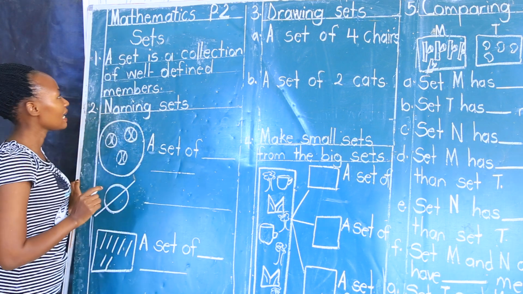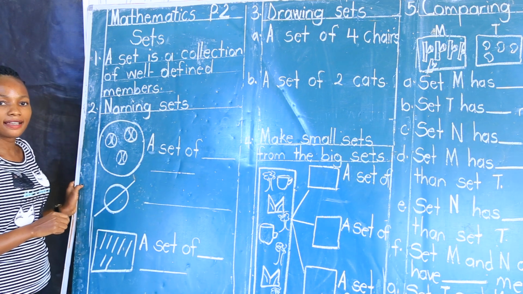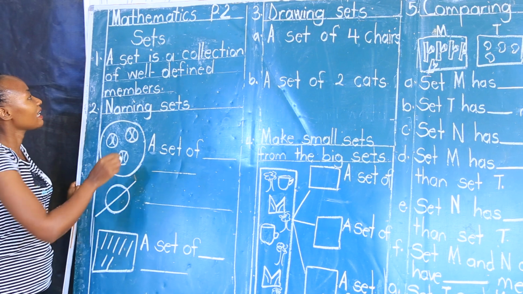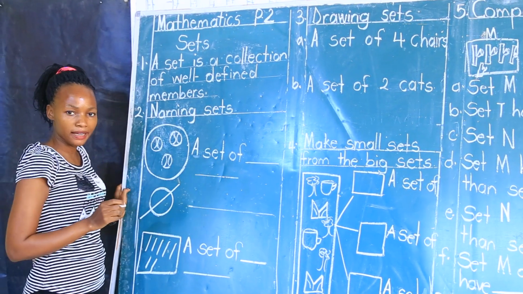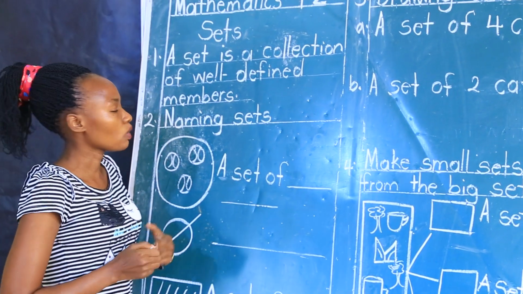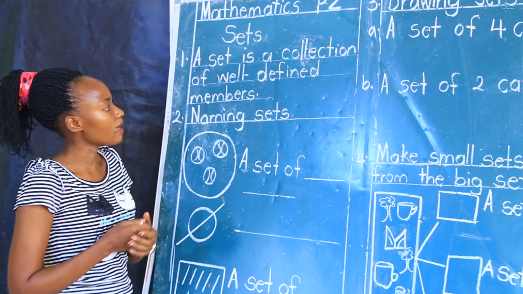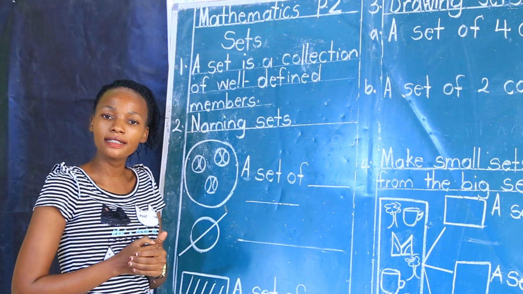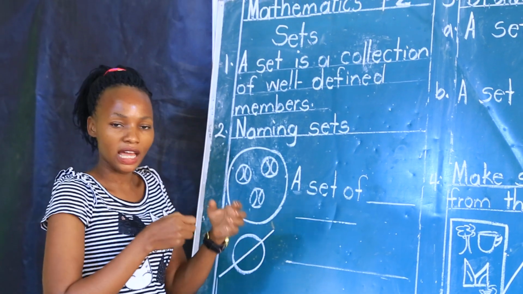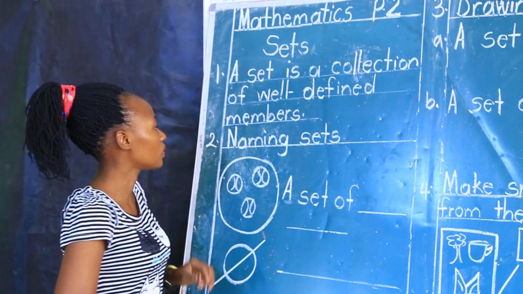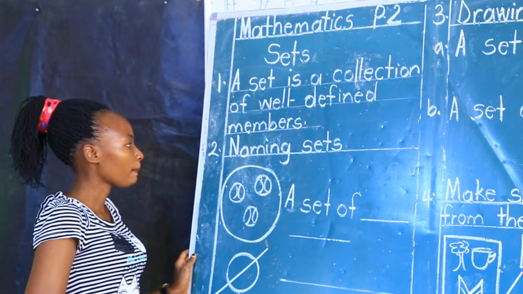If someone asks you, what is a set? You can say, a set is a collection of well-defined members. If you don't say members, you can say elements. A set is a collection of well-defined elements. The word members is hard, so you can choose one of the two. That's the definition of a set.